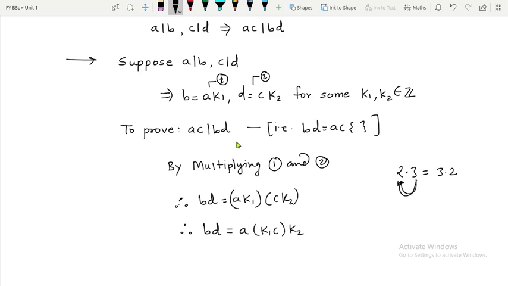So in the next class we will see some more interesting properties of divisibility. So we will stop here.